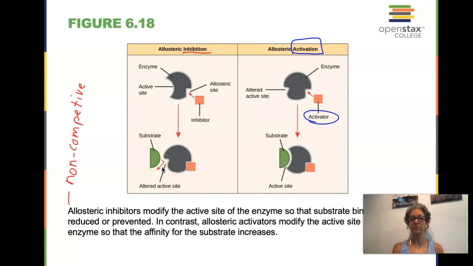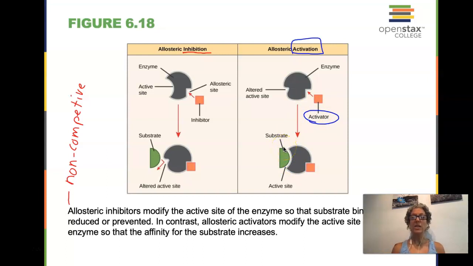substrate. We could also have allosteric activation, where the initial enzyme has the altered active site, and once the activator binds, then the active site can fit the substrate.